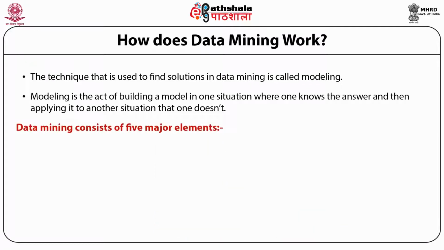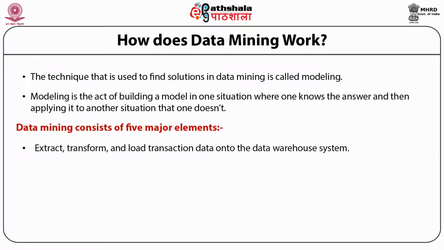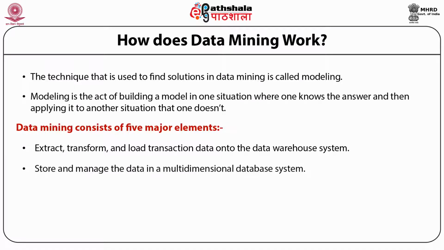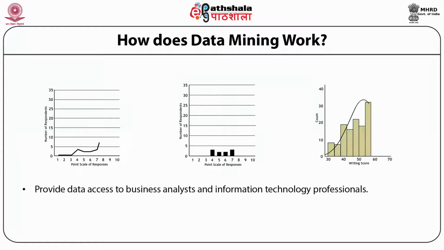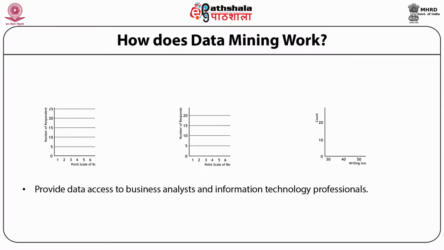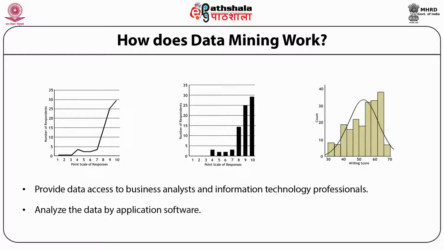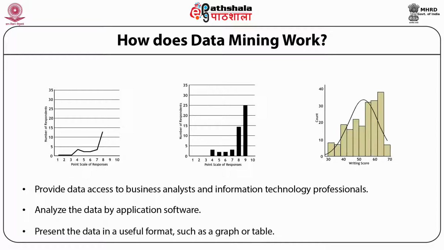Data mining consists of five major elements. The first is to extract, transform, and load transaction data onto the data warehouse system. The second is to store and manage the data in a multidimensional database system. Third, provide data access to business analysts and information technology professionals. Fourth, analyze the data by application software, and lastly, present the data in a useful format such as a graph or a table.